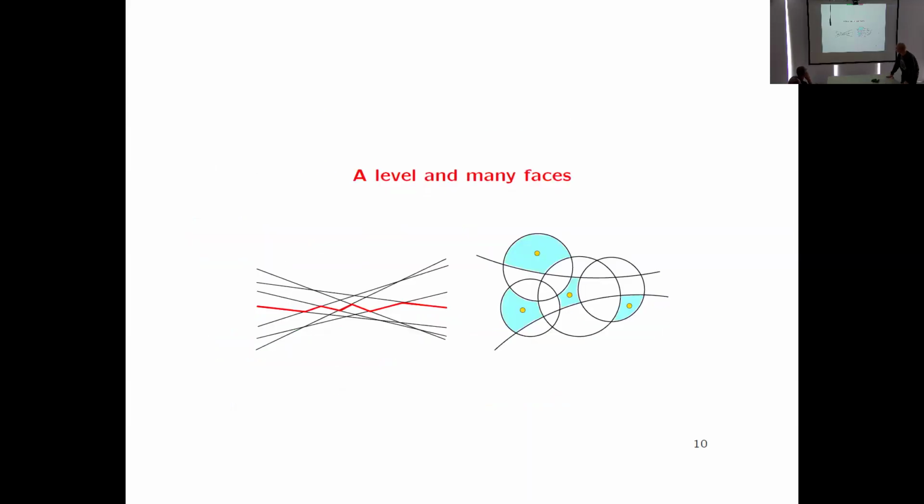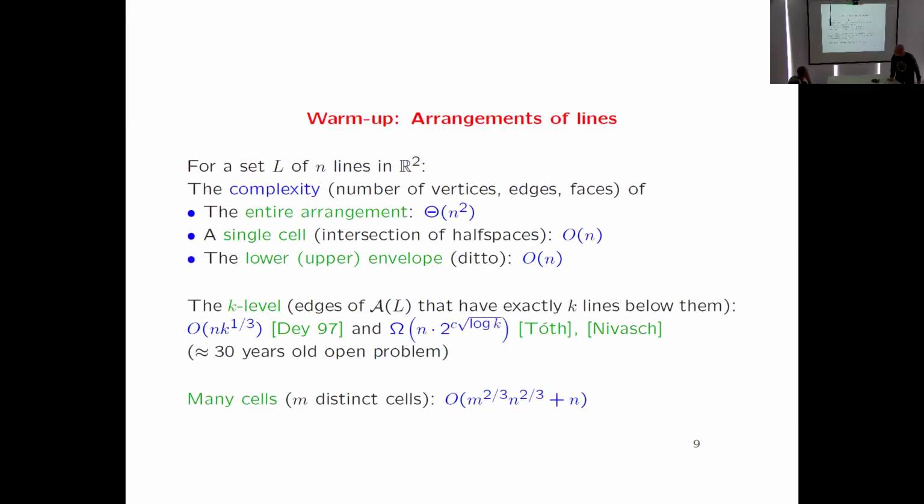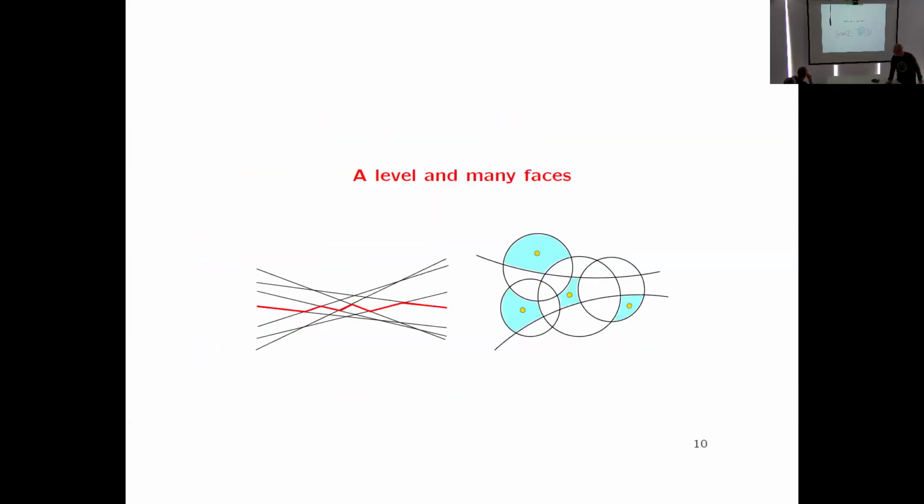The other problem is many faces. This is a problem that has been solved. On the right, you see an illustration with circles instead of lines. It doesn't matter much. Each face is represented by some point it contains, and you want the overall complexity, the sum of the complexity of all the faces together. And then at least we know the answer, which is roughly m to the 2/3 n to the 2/3. And if you look at this bound, the 2/3 will arise, and similar things will arise later in the talk, quite a bit.